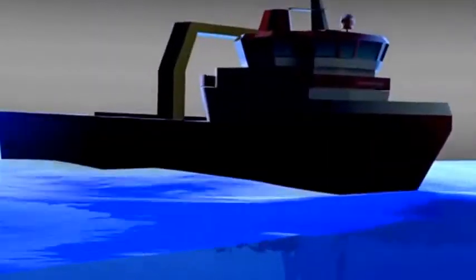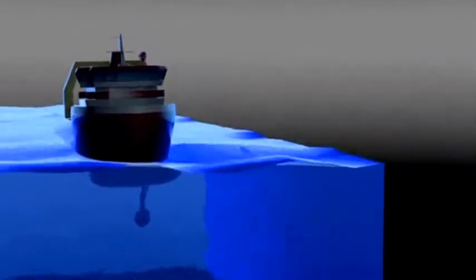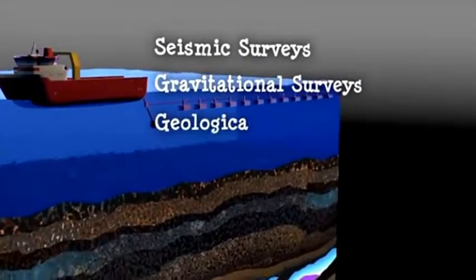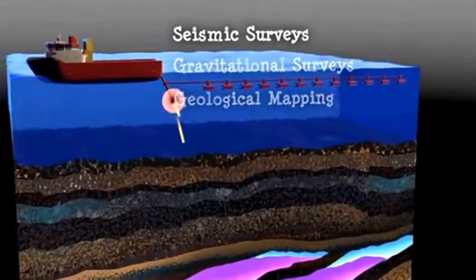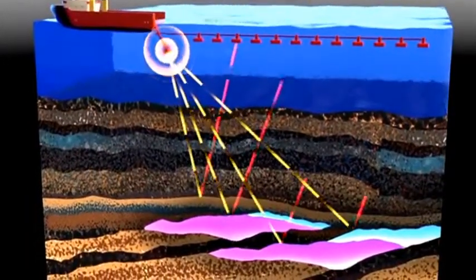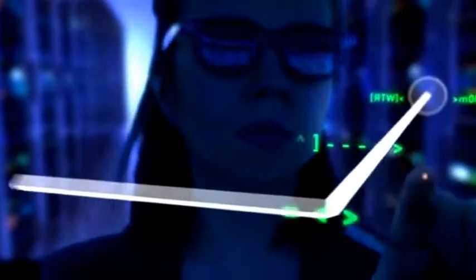To find oil and gas deposits, geologists use a number of different survey techniques, including seismic surveys, gravitational surveys, and geological mapping. Seismic surveys use reflected sound waves to produce a 3D view of the Earth's interior. New technologies, such as 4-dimensional projections and sophisticated graphic renderings of rock structures, are improving the way we find conventional oil and gas deposits.